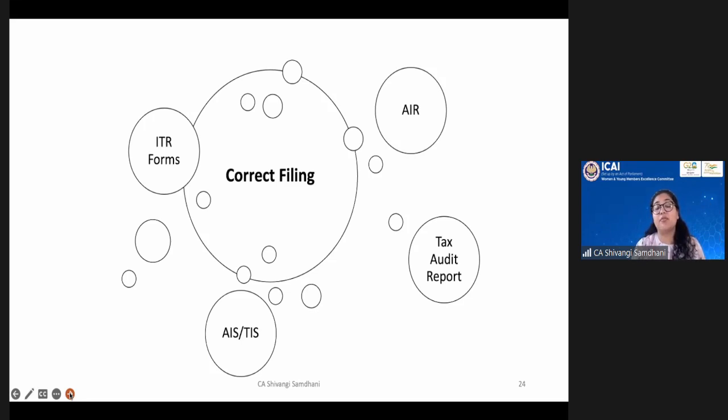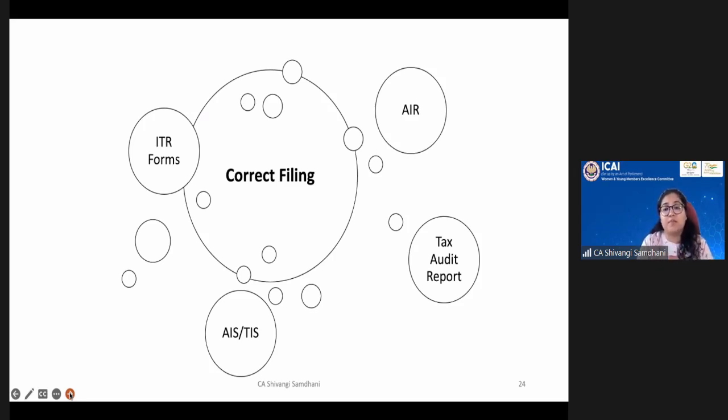There is a concept of annual information return. This is an old concept, which came in 2004, I believe. There is section 285BA under the Income Tax Act. This was introduced to capture high value transactions. So different assessees are required to file Form SFT because of the provisions of section 285BA.